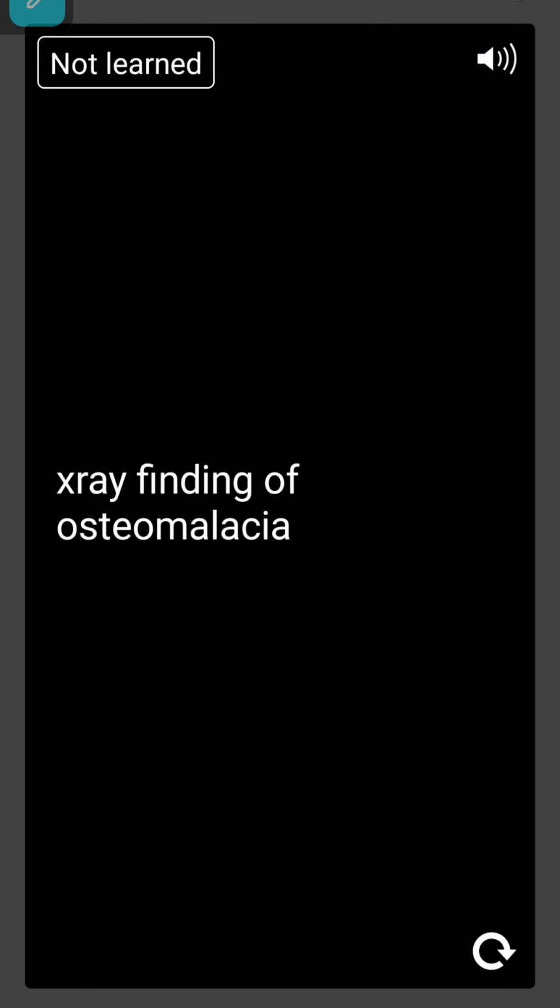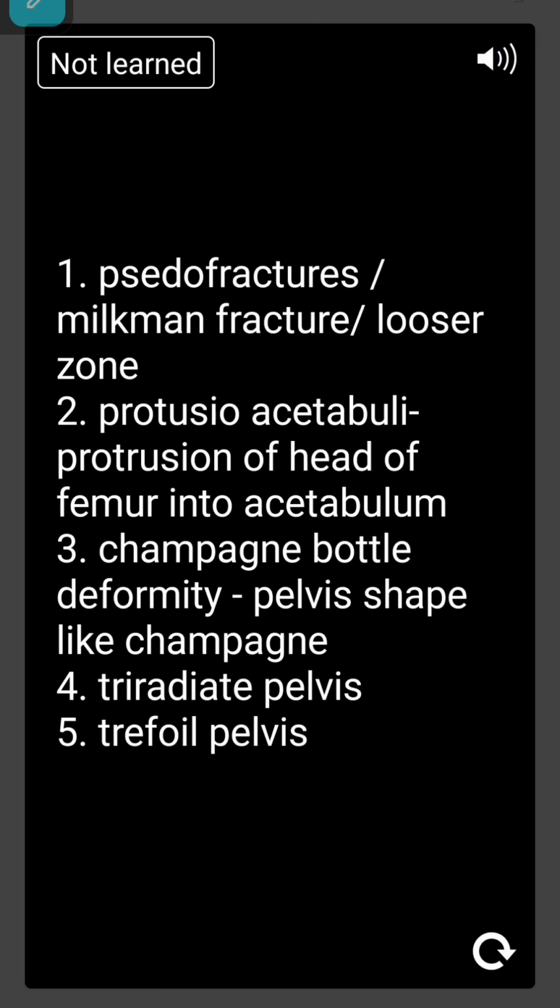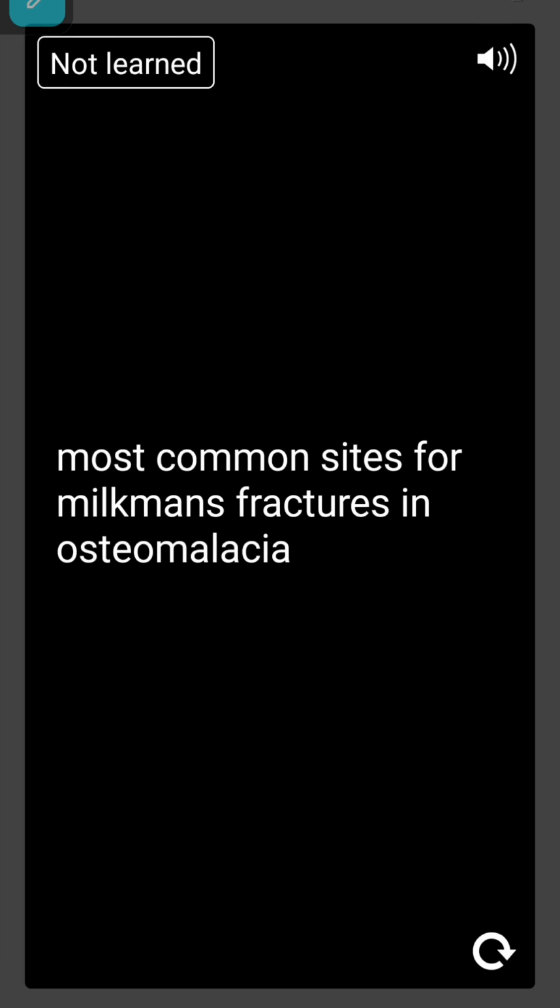X-ray findings of osteomalacia. 1. Pseudofractures, Milkman fracture, Looser zone. 2. Protrusio acetabuli, protrusion of head of femur into acetabulum. 3. Champagne bottle deformity, pelvis shaped like a champagne bottle. 4. Triradiate pelvis. 5. Trefoil pelvis.